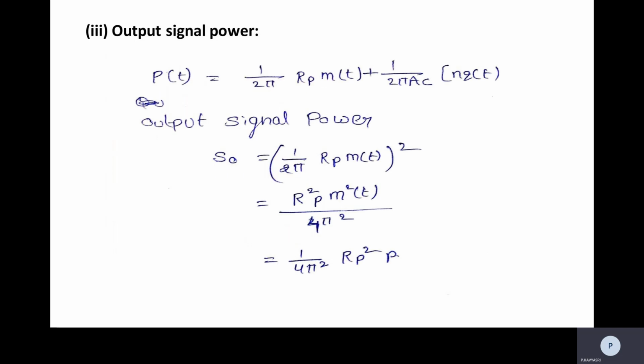Now we will calculate the output signal power. We can write P of T is equal to 1 by 2 pi RPM of T plus 1 by 2 pi AC NQ of T. Output signal power means nothing but amplitude square by 2. So I'm writing it as 1 by 2 pi RPM of T whole square by 2. So here 2 is missing. R square PM square of T by 4 pi square. So we can write it as 1 by 4 pi square R P square into P. That is the output signal power.